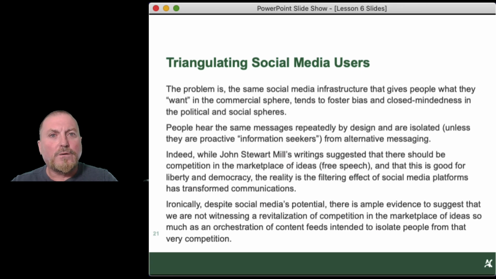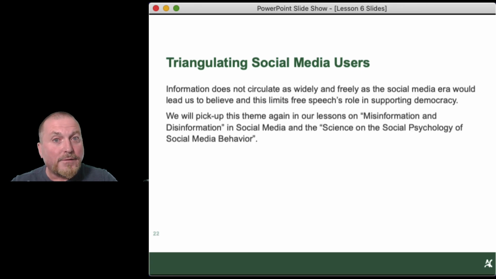All right. So this is why we define the challenge of social media when we're talking about free speech, because we've laid out the foundations for why free speech is important to democracy. So now we ask the question: is social media actually good for democracy as we have previously conceived it? Right? And do we need new conceptions or new paradigms? You remember the term paradigms to understand what's going on here. Information does not circulate widely and freely as the social media era would lead us to believe. And this limits free speech's role in supporting democracy.